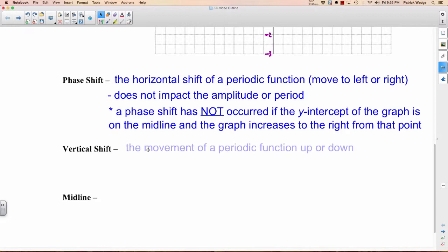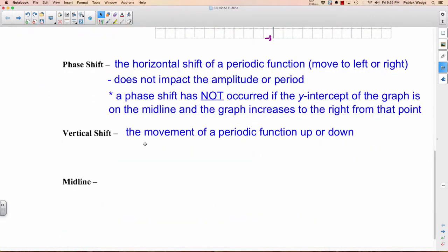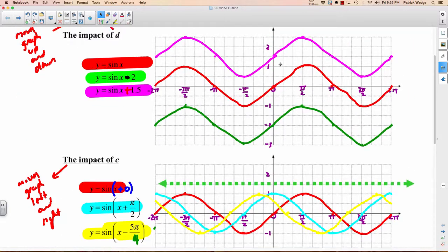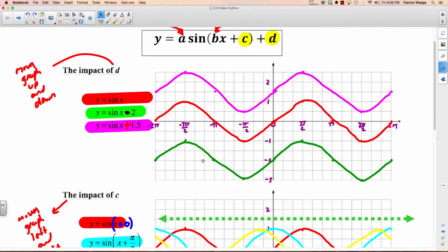Okay, vertical shift. The vertical shift is the movement of the periodic function up or down, so that's this one, the d value. Again, it does not impact the amplitude or period. If you look at these, they all have the same amplitude. The amplitude's 1 in every single one of these cases, and the period's 2 pi in every single one of those cases. And it describes the position of the midline. Okay, the d value tells you where the midline is.